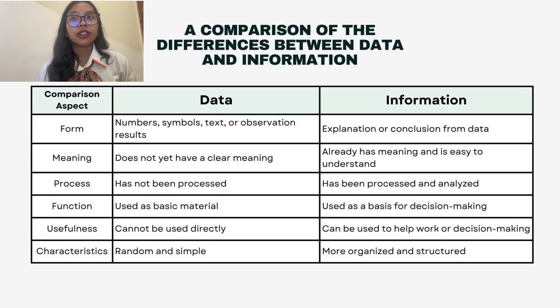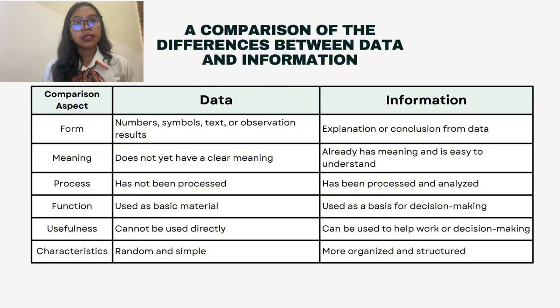And the next, for a clearer understanding, I will explain a comparison of the difference between data and information. So comparison aspect 1 is form. In data it is a number, symbol, text, or observation result. And in information it is an explanation or calculation from data. And the next comparison aspect, meaning: data does not yet have a clear meaning, and information already has meaning and is easy to understand.